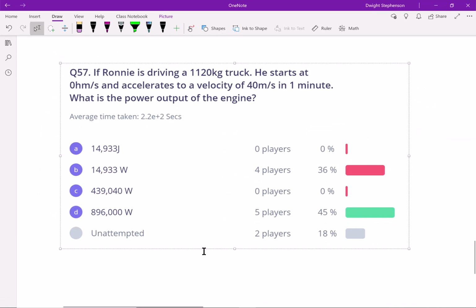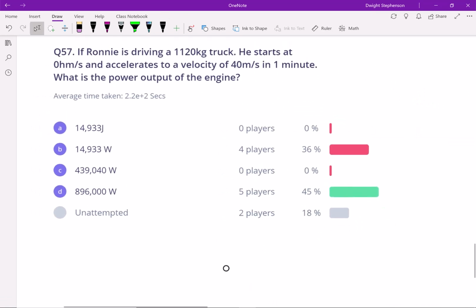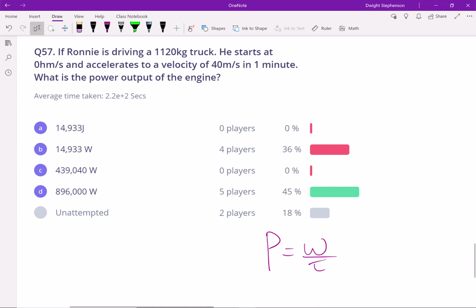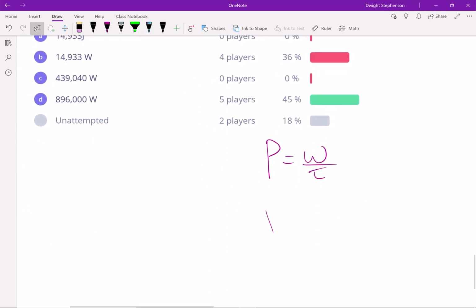Okay, next one we're talking about a car accelerating, and we're looking for power output. It's important to remember that power is equal to work over time. Power is how much work you can do in a certain amount of time. So remember we talked about math problems. How many math problems you can do in a certain amount of time is what power talks about. We also know that work is force times displacement.